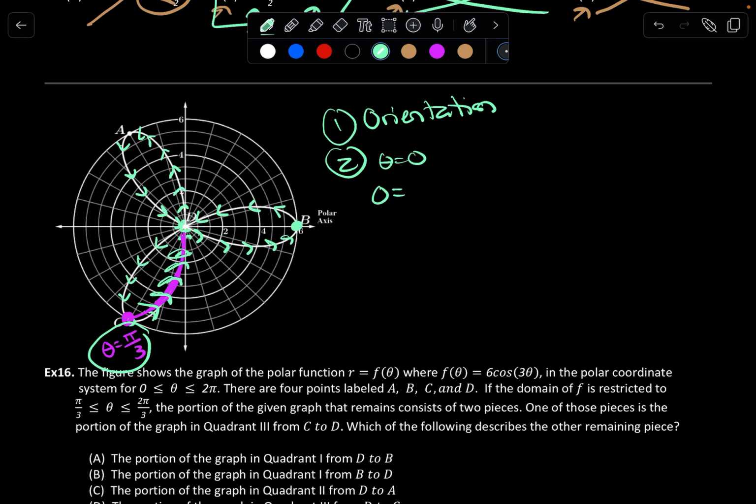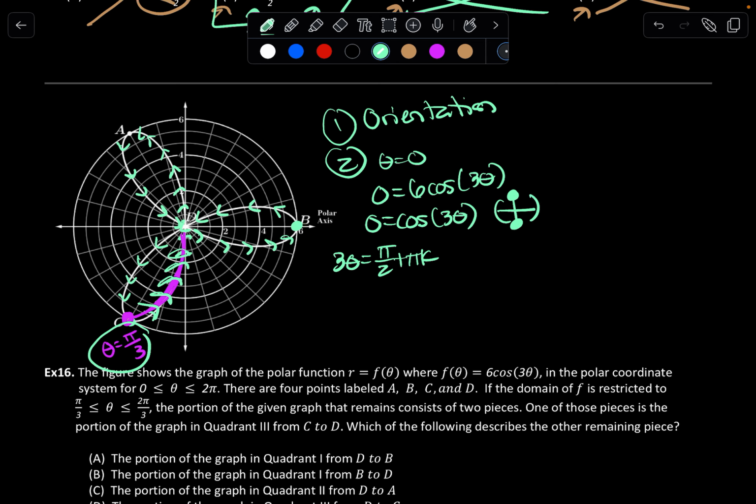All right, so set 0 equal to the function. Divide both sides by 6. We get 0 is equal to cosine 3 theta. And on the unit circle, cosine is equal to 0 when we have pi over 2 and 3 pi over 2. So I can do 3 theta is equal to pi over 2 plus pi k. This is from the trig solving unit because they are spaced out by pi. Now we multiply both sides by 1/3. So I get theta is equal to pi over 6 plus pi over 3 k.